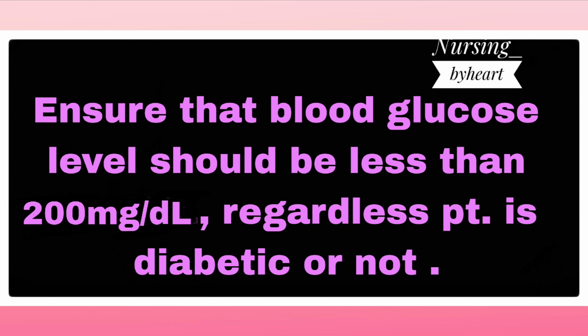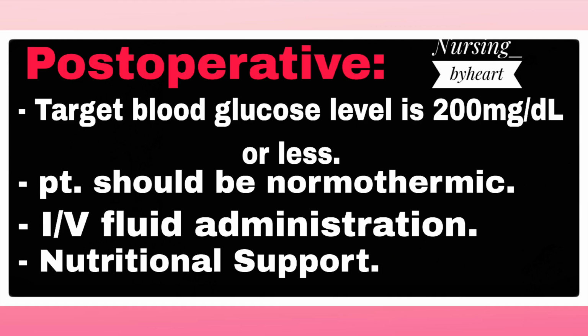Ensure that blood glucose level is less than 200 milligrams per deciliter, regardless of whether the patient is diabetic or not. Postoperative: target blood glucose level is 200 milligrams per deciliter or less. Patient should be normothermic, that is, normal body temperature. Administration of intravenous fluids. Provide nutritional support.